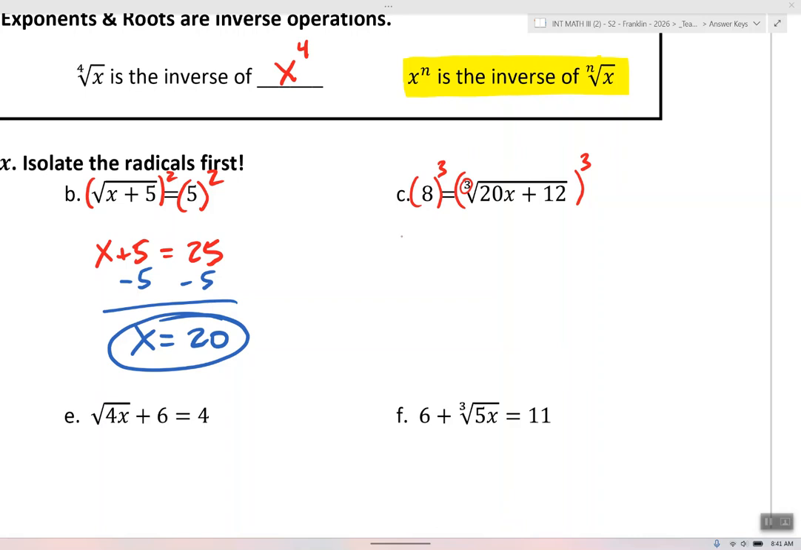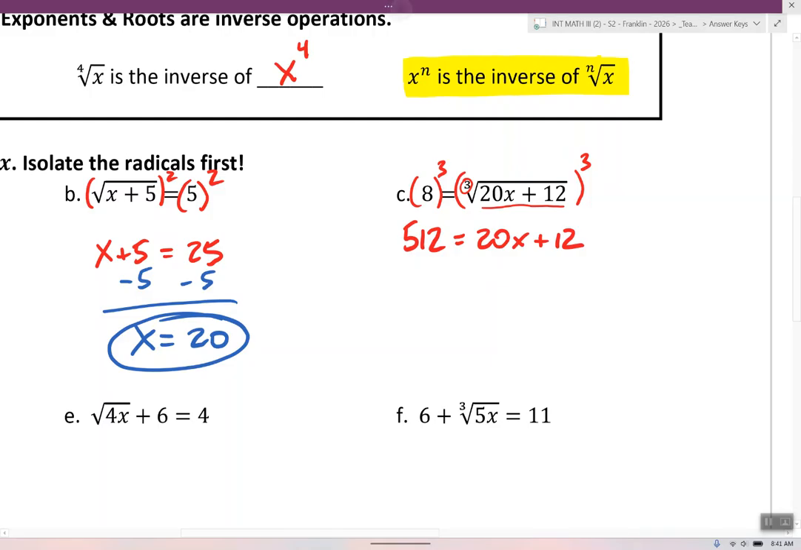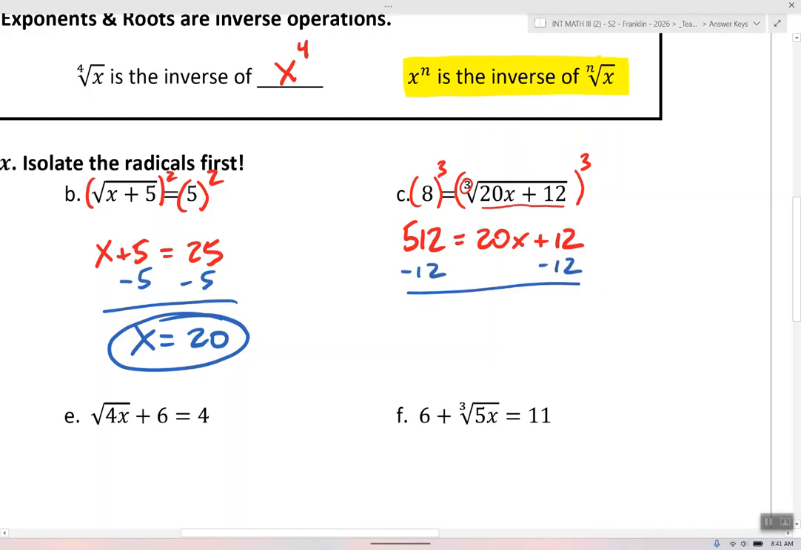Okay, so 8 cubed is 512, and that equals 20x plus 12. So the third root and the exponent 3 canceled each other out, and all we're left with is what was inside. And now we just solve this. It looks like a two-step equation from here. So we'll subtract 12. We get 500 equals 20x. So now we'll divide by 20, and we get x equals 25.